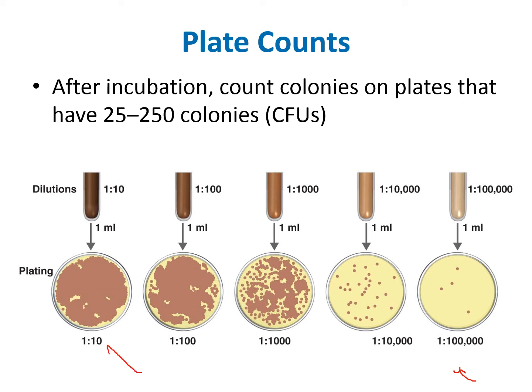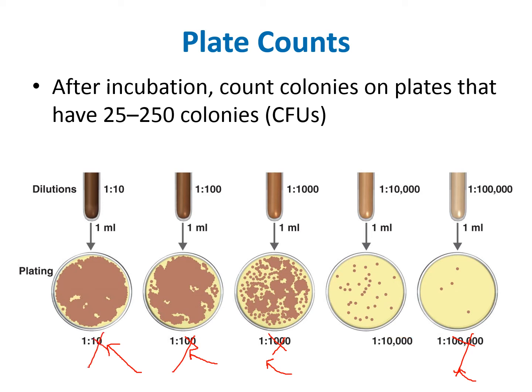We couldn't use the 1 to 10 dilution because you can't count individual colonies. There's way too much growth. Same for the 1 to 100 and 1 to 1000. When we get to the 1 to 10,000, however, there's quite a few colonies here, especially in comparison to the 1 to 100,000. So we probably wouldn't use this because that's less than 25. We definitely can't see all of our individual colonies for these other plates. So the 1 to 10,000 would be our best bet.